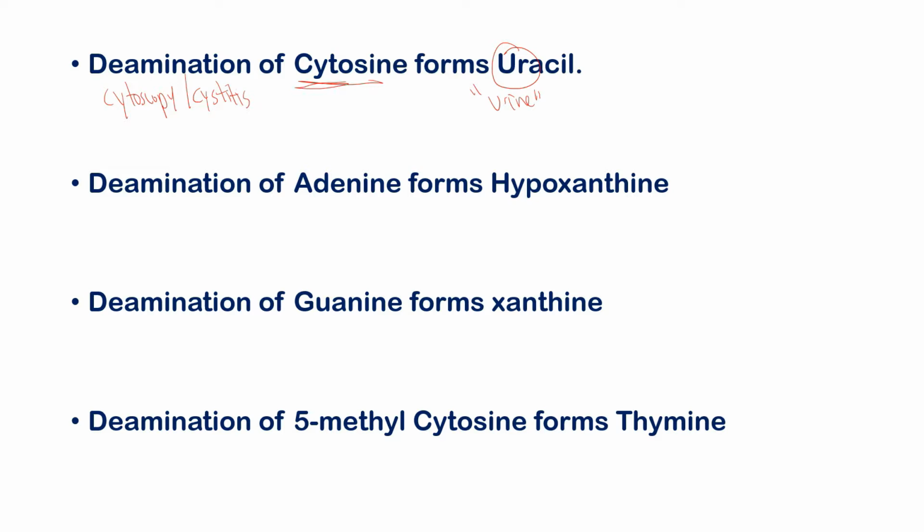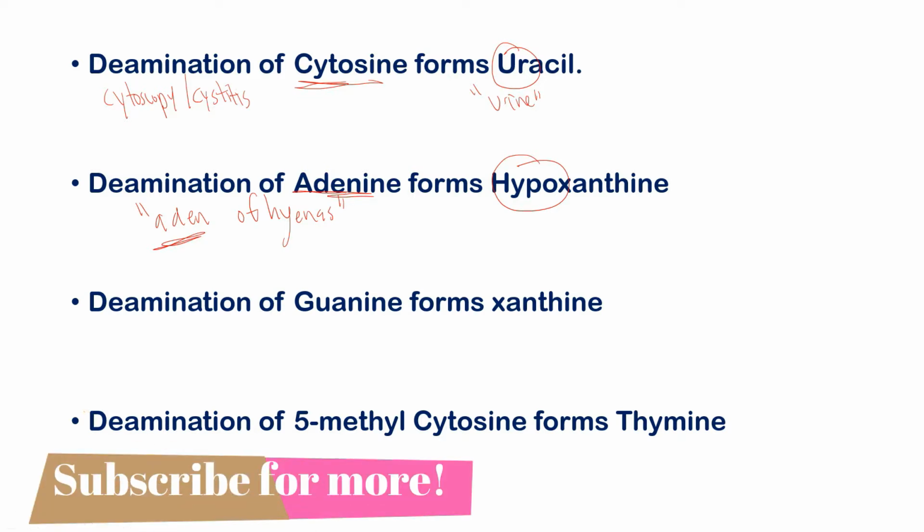So the next one is going to be the deamination of adenine forming hypoxanthine. The mnemonic I use for this one is a den of hyenas. A den will help you remember adenine, and then hyenas will help you remember hypoxanthine. So that will cover the deamination of adenine to form hypoxanthine.